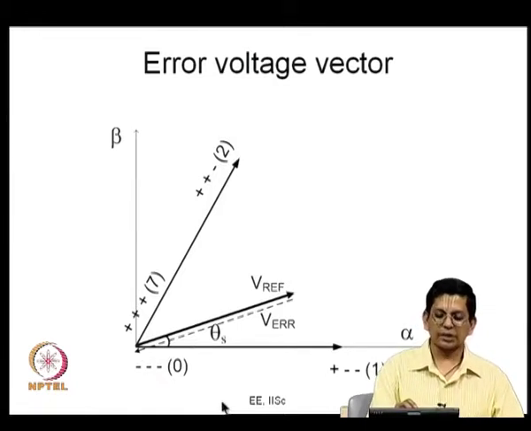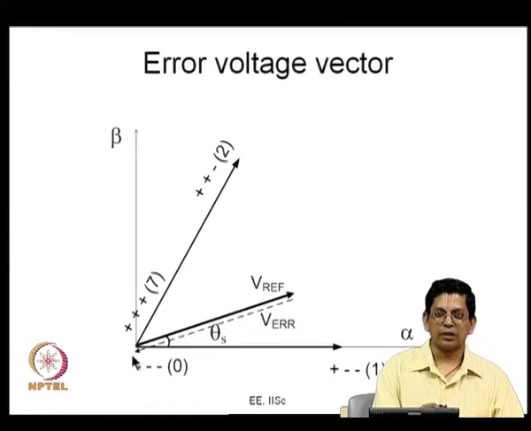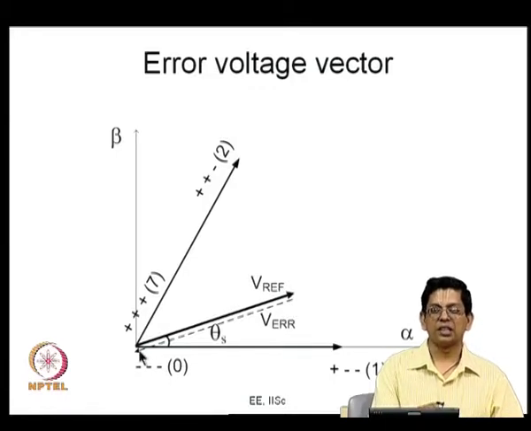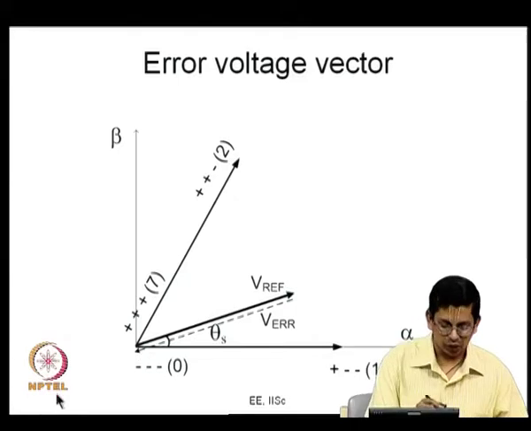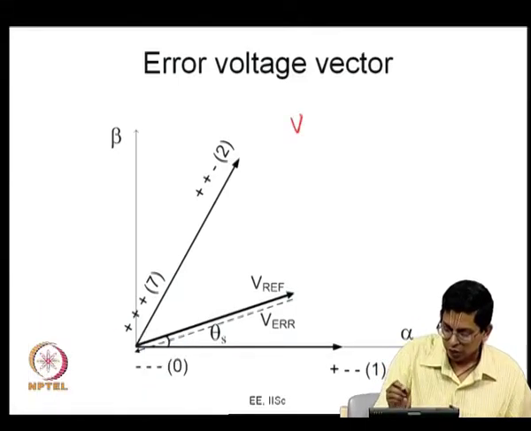So, now let us say the required vector is the Vref vector, but the applied vector is the null vector. So, what do you have? There is an error vector. What is that error vector equal to? That error vector is equal to minus the V reference vector. So, let me just write it down. Let me call this V error vector.